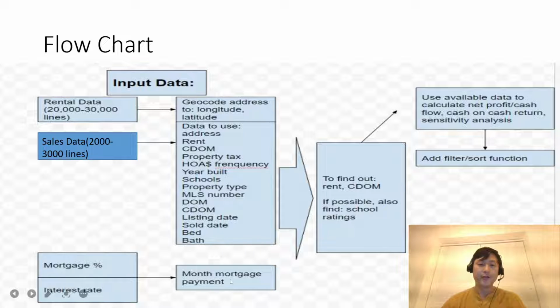Then we're going to slightly process the data. So for example, you use full address to generate longitude and latitude, and use interest rate, loan amount, terms of the loan to generate monthly mortgage payment, and then everything else is directly from the data. Then we use this data to find out rent and cumulative days on market, which means how long it took to rent. Then we're going to calculate net profits and cash on cash return.